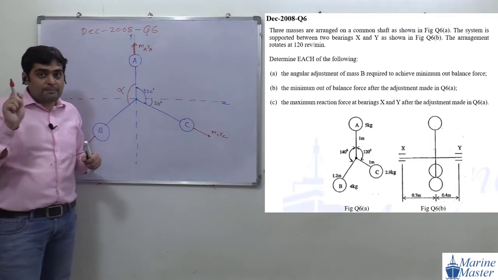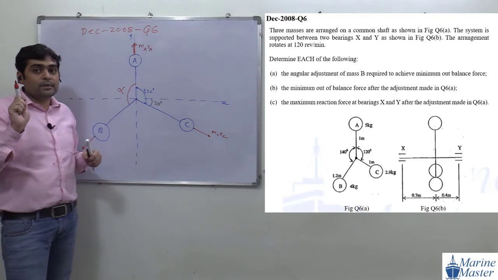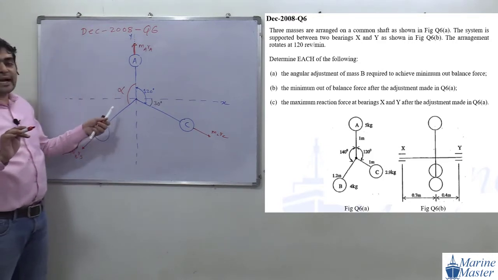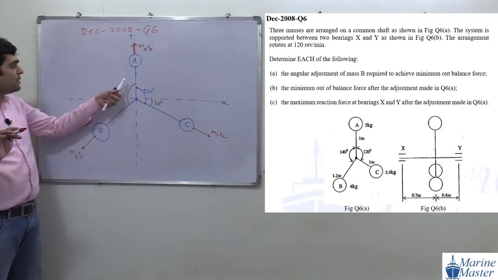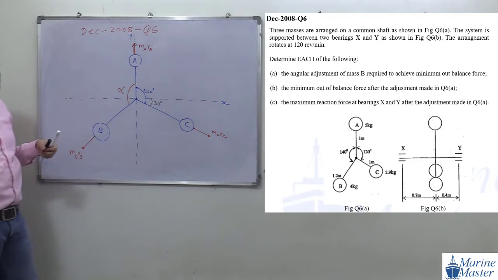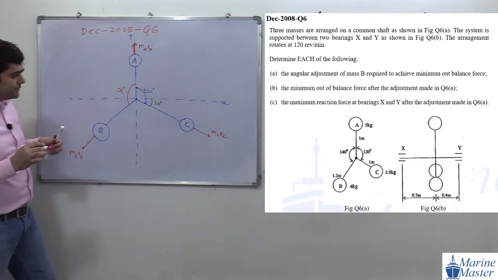What they are asking us in A part: angular adjustment of mass B for minimum out of balance force. So new angular adjustment will be alpha. New angle between A and B is how much? Alpha. And what is our answer? Angular adjustment. Okay. See the scenario here.